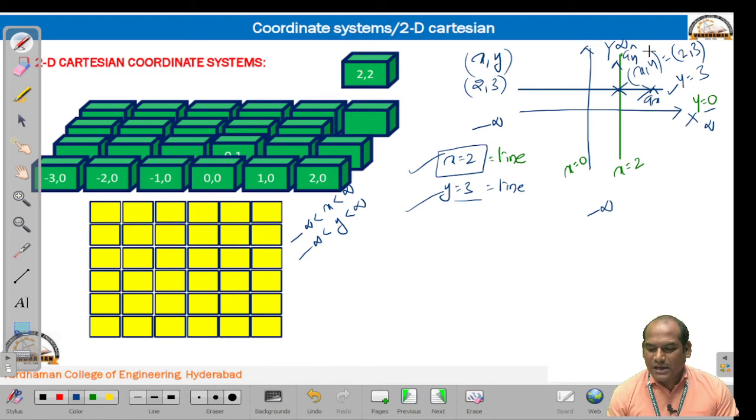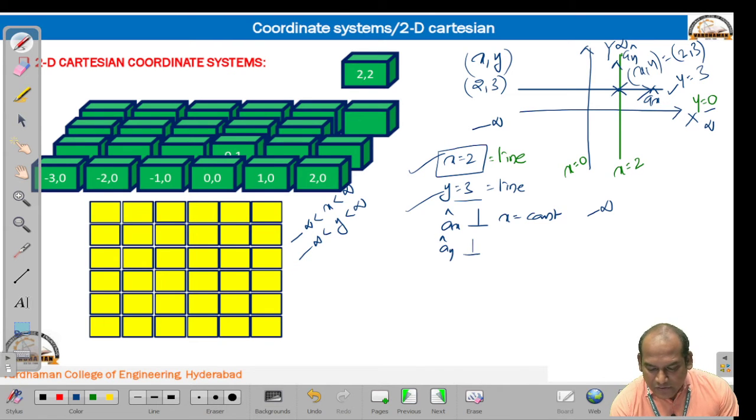Remember one thing, Ax cap and Ay cap are the unit vectors along the x axis and y axis. Ax cap is always perpendicular to x is equal to constant. This statement is valid up to the 3-dimensional coordinate system also, and Ay cap is perpendicular to y is equal to constant. This statement is valid up to the 3-dimensional Cartesian coordinate system.